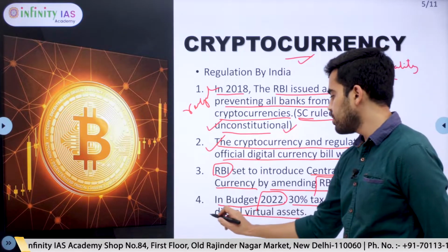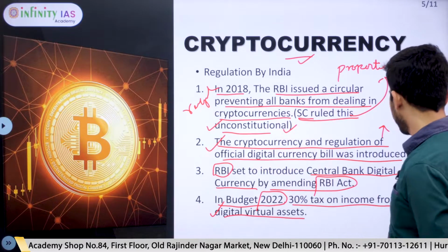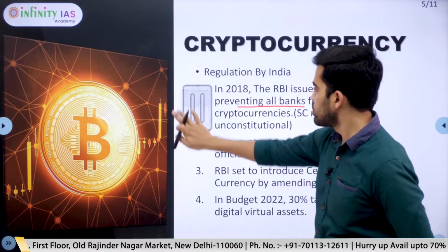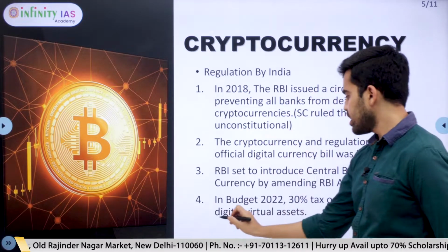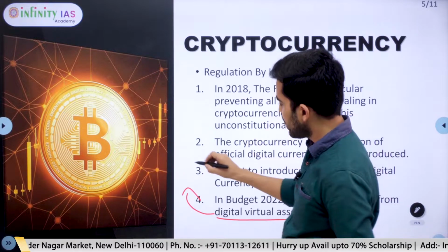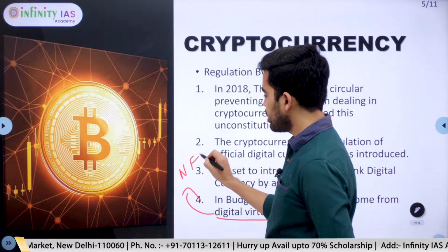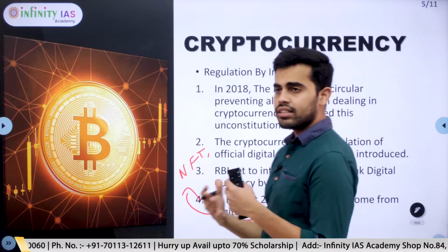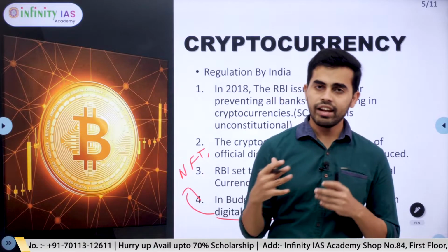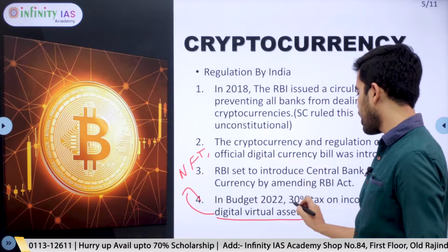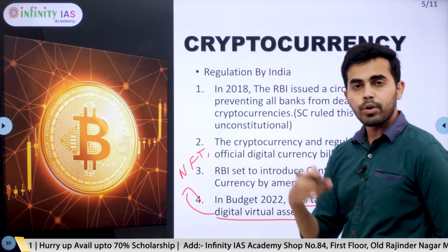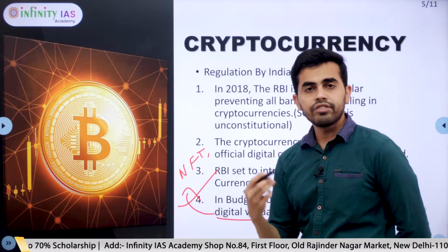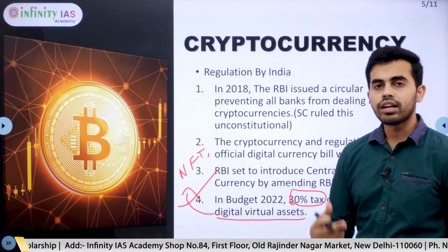Next step taken by the government of India is that in the recent budget 2022, 30% tax on income from digital virtual assets has been imposed. Here the digital virtual assets also include cryptocurrency. Digital virtual assets can be cryptocurrency, NFTs, etc. So for example, if a person makes some profit on transacting via cryptocurrency, he has to pay 30% tax on the profit that he makes. So this is the way in which the government of India tried to regulate cryptocurrency.